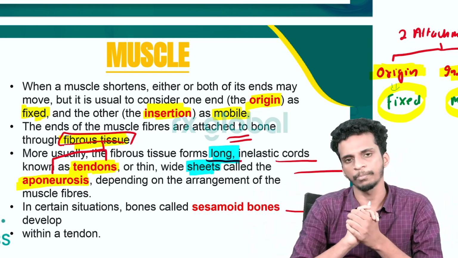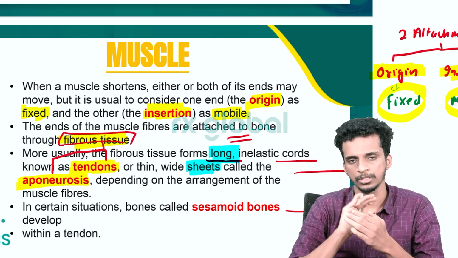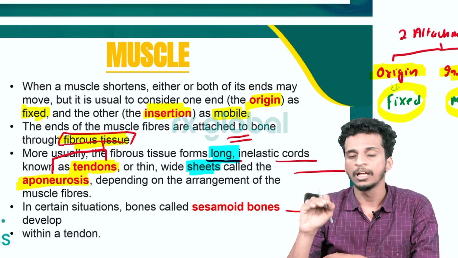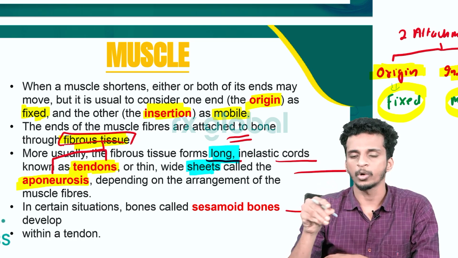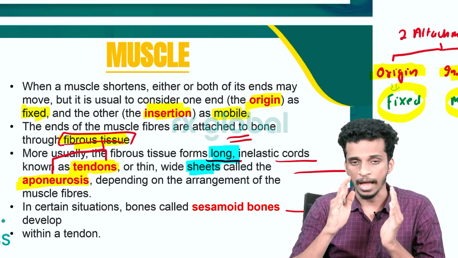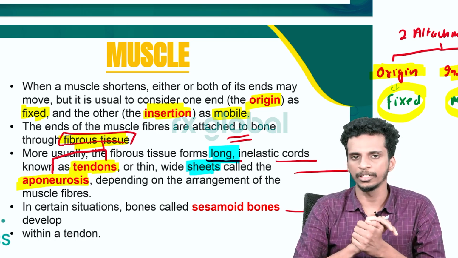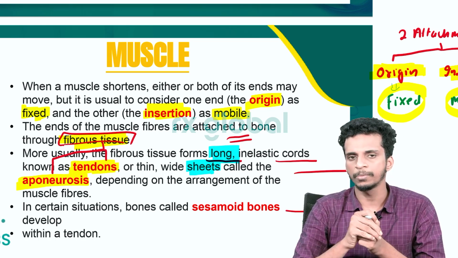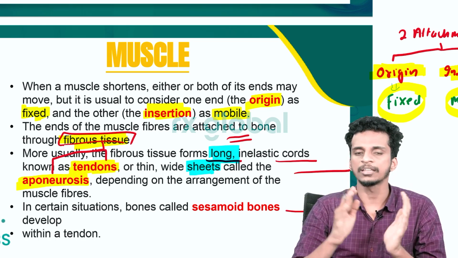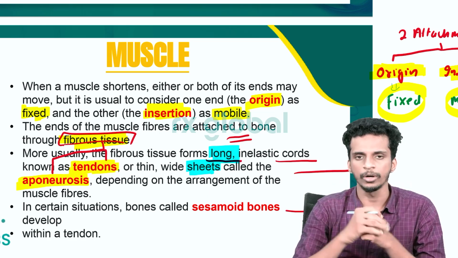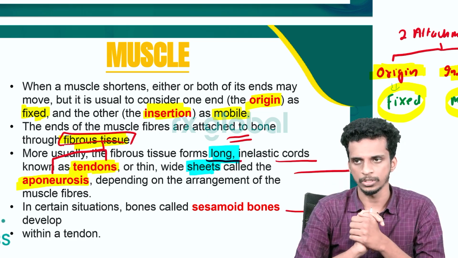Both of them are fibrous tissue, which helps in the attachment of a muscle to the bone. The difference is that tendons are usually long or linear, and aponeurosis is usually flat. You might have already heard the term tendon, but aponeurosis may be something new to you. So understand that both are fibrous tissue and only the shape differs. If it's long, we call it tendon. If it is flat, we call it aponeurosis.